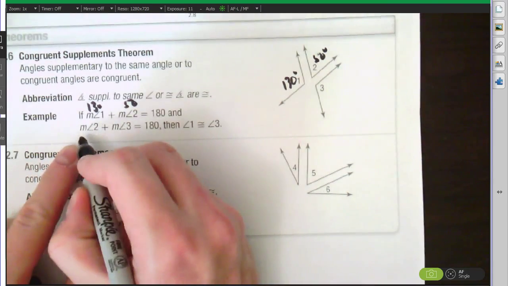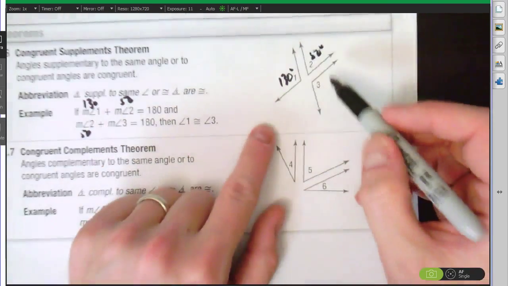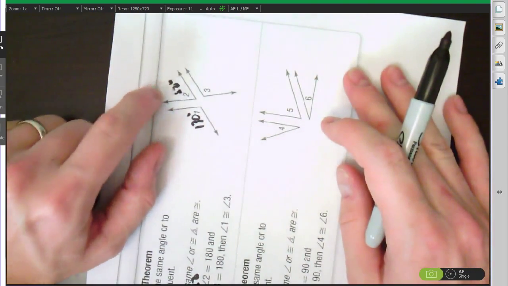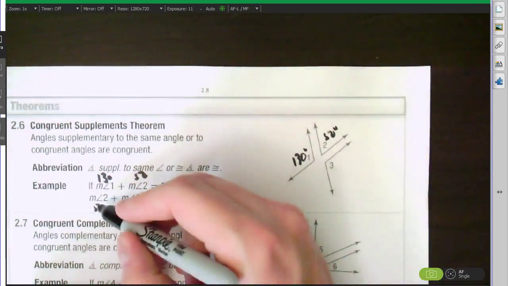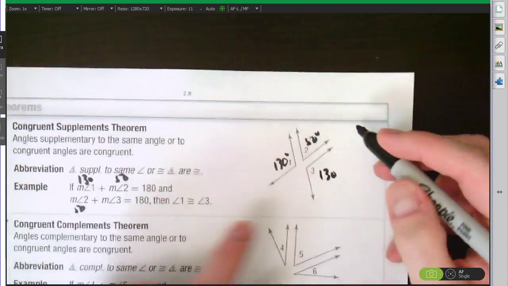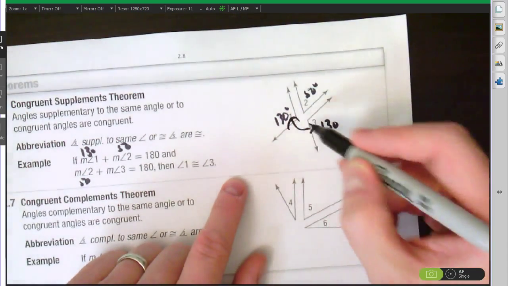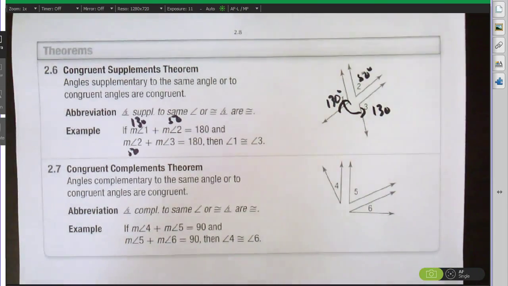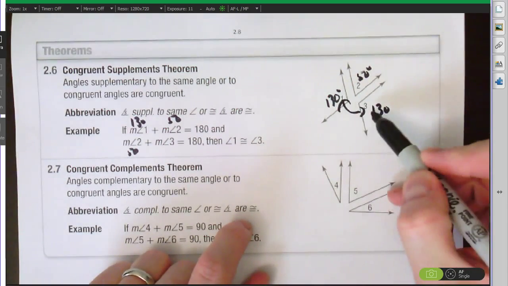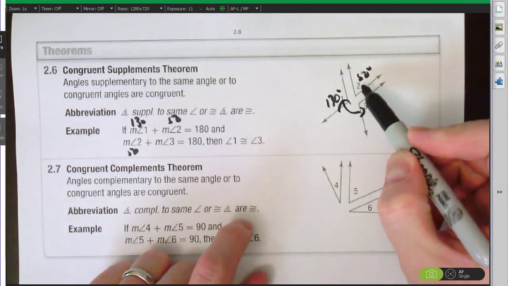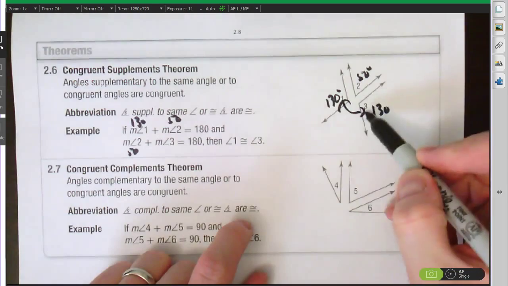Now I said that angle 2 is 50, and I know it's also supplementary to angle 3 because if I turn my drawing here, they look like they make a line, which means they have to add to 180. Well, if this is 50, in order for those guys to add to 180, this has to be 130. These two guys are going to have to be equal. So again, that's a lot to unpack, but the key is if two angles, 1 and 3, are supplementary to the same angle, angle 2, that means 1 and 3 have to have the same measure.